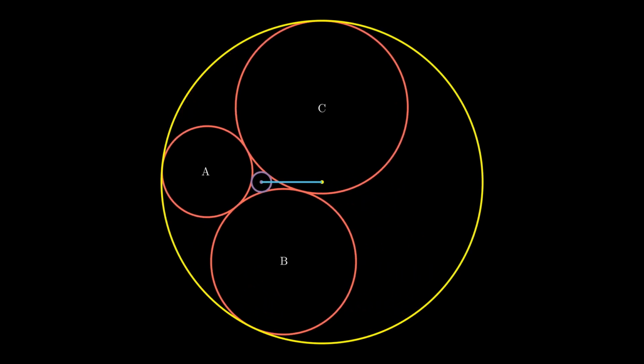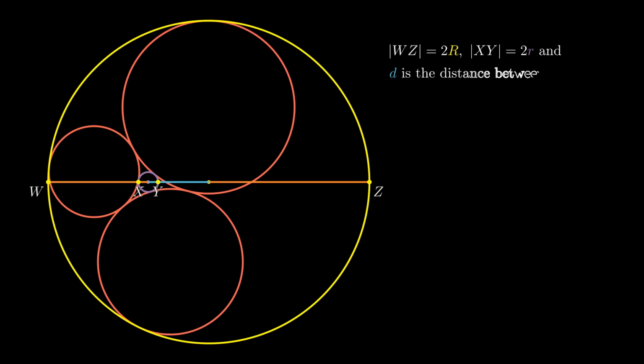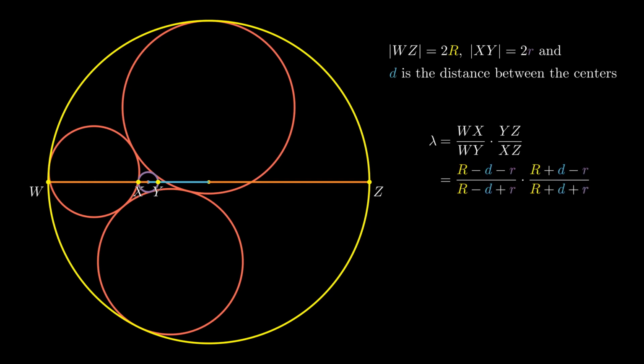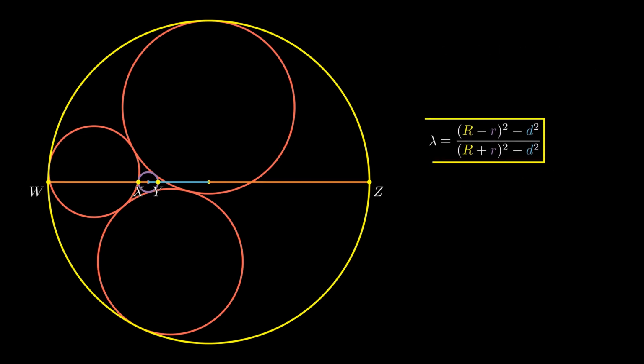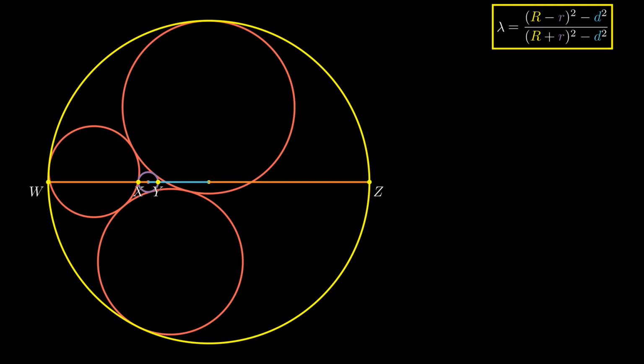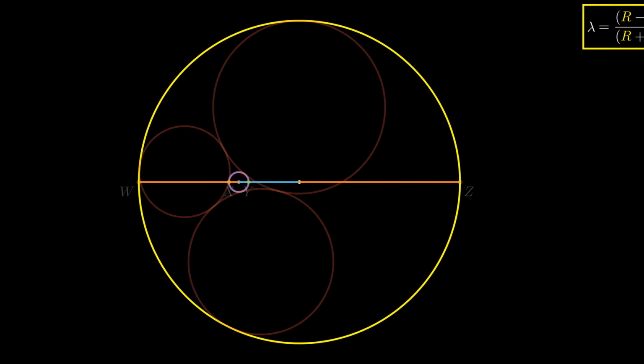Consider these 4 points in our problem. Let capital R be the radius of the circumscribing circle, small r be the radius of the inscribed circle, and d be the distance between their centers. Now the cross ratio between these points can be expressed in terms of the radii quite easily. The terms in the cross ratio are obvious from the geometry of the circles, and we arrive at this expression for the cross ratio. Our plan to solve the problem now is to make a clever choice of inversion and use the invariance of cross ratio to simplify the problem considerably.